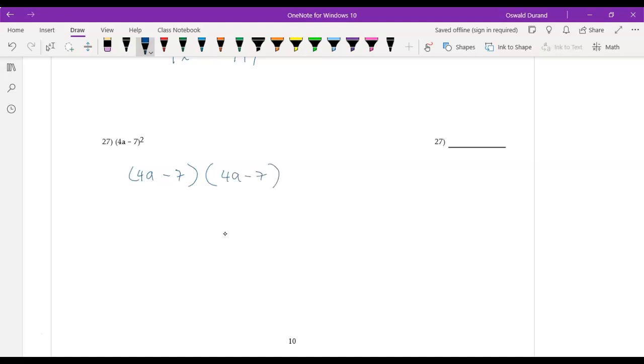4a minus 7. That's what it means. And so you multiply. First term, so F and F. That's 16a squared. The outer term will be 4a times negative 7. That's negative 28a. And then the inner term is negative 7 times 4a, which is negative 28a. And then the last term is negative 7 times negative 7, which is positive 49.